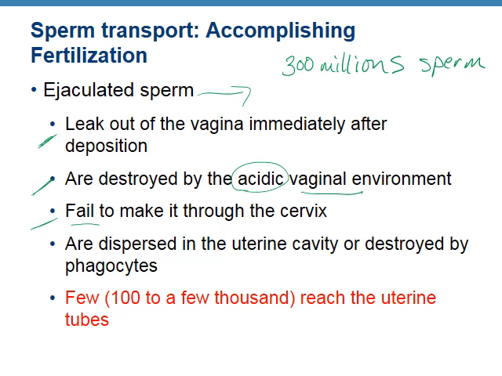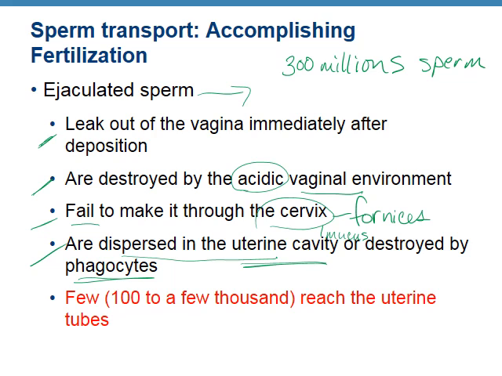Some of the sperm are going to fail to make it through the cervix. Remember the fornices? I said kind of the little pockets for dumb sperm. So some of the sperm are going to get stuck. They're not going to make it through the cervix. Also remember that the cervix has mucus. All right, so some are going to get dispersed into the uterine cavity. Some are going to get destroyed by phagocytes, so specifically macrophages.